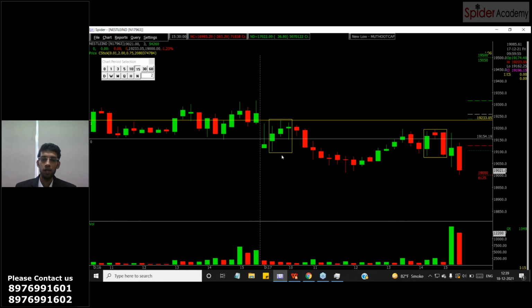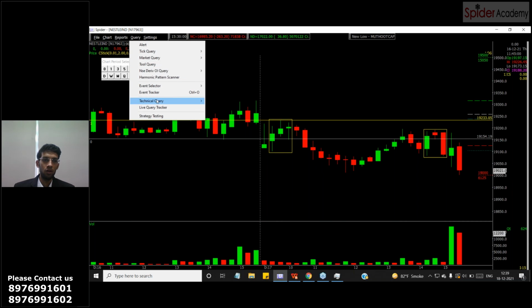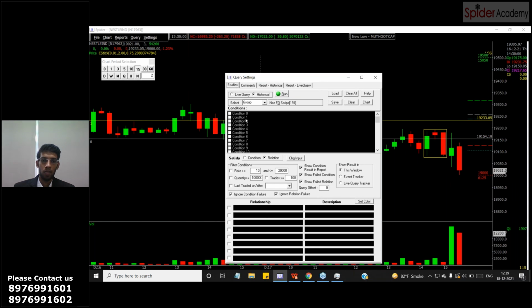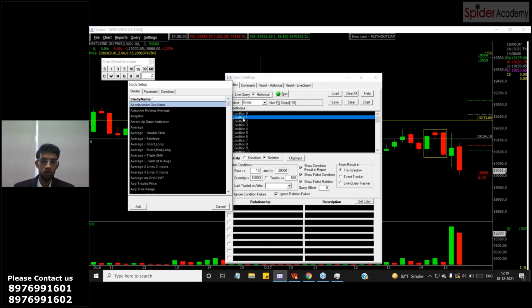Suppose you wanted to make this query in a scanner, in a technical query. For that, you have to go to query. You have to select the technical query, and then you can open this window. In that, you have to first click on any condition. Suppose I double click on condition 1, I have to go to candlestick pattern and select it. Once I click on this, you can see at the bottom it shows candlestick pattern in black highlighting. So we selected it. Now we have to go to parameters.